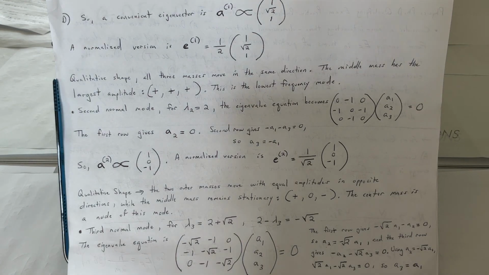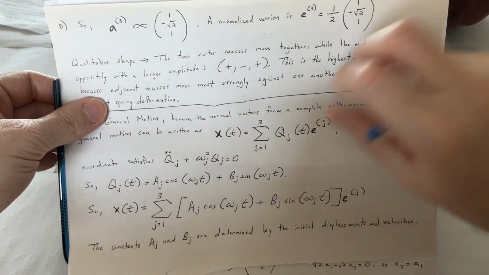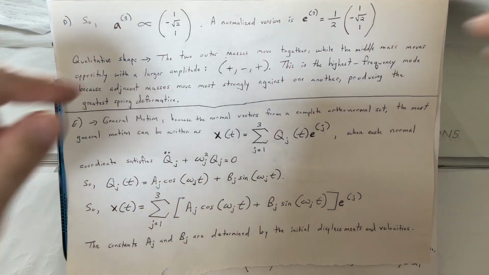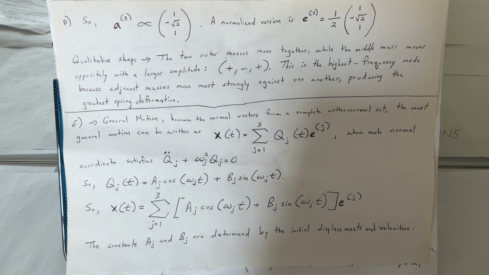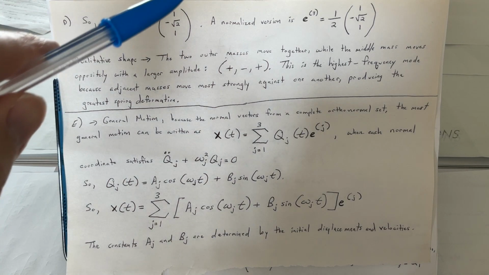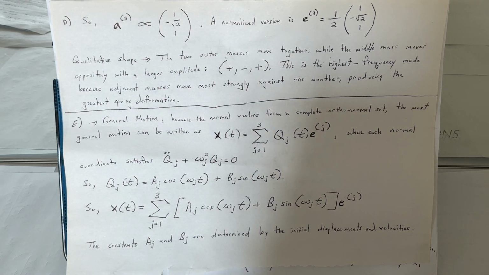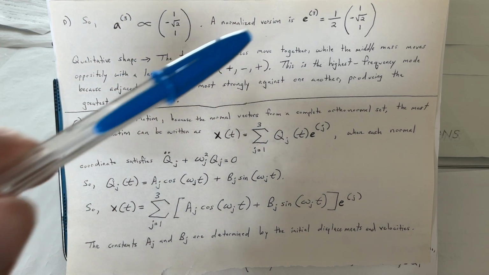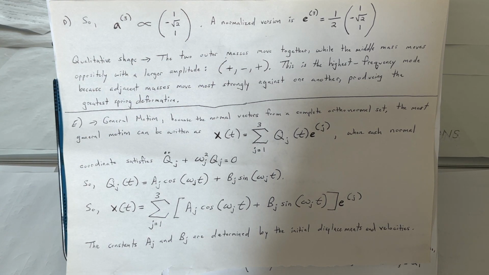And building on that, so we have here that the third eigenvector A is proportional to this column 1, negative square root of 2, 1, and a normalized version here. That third normalized mode vector equals 1/2 times that column 1, negative square root of 2, 1.